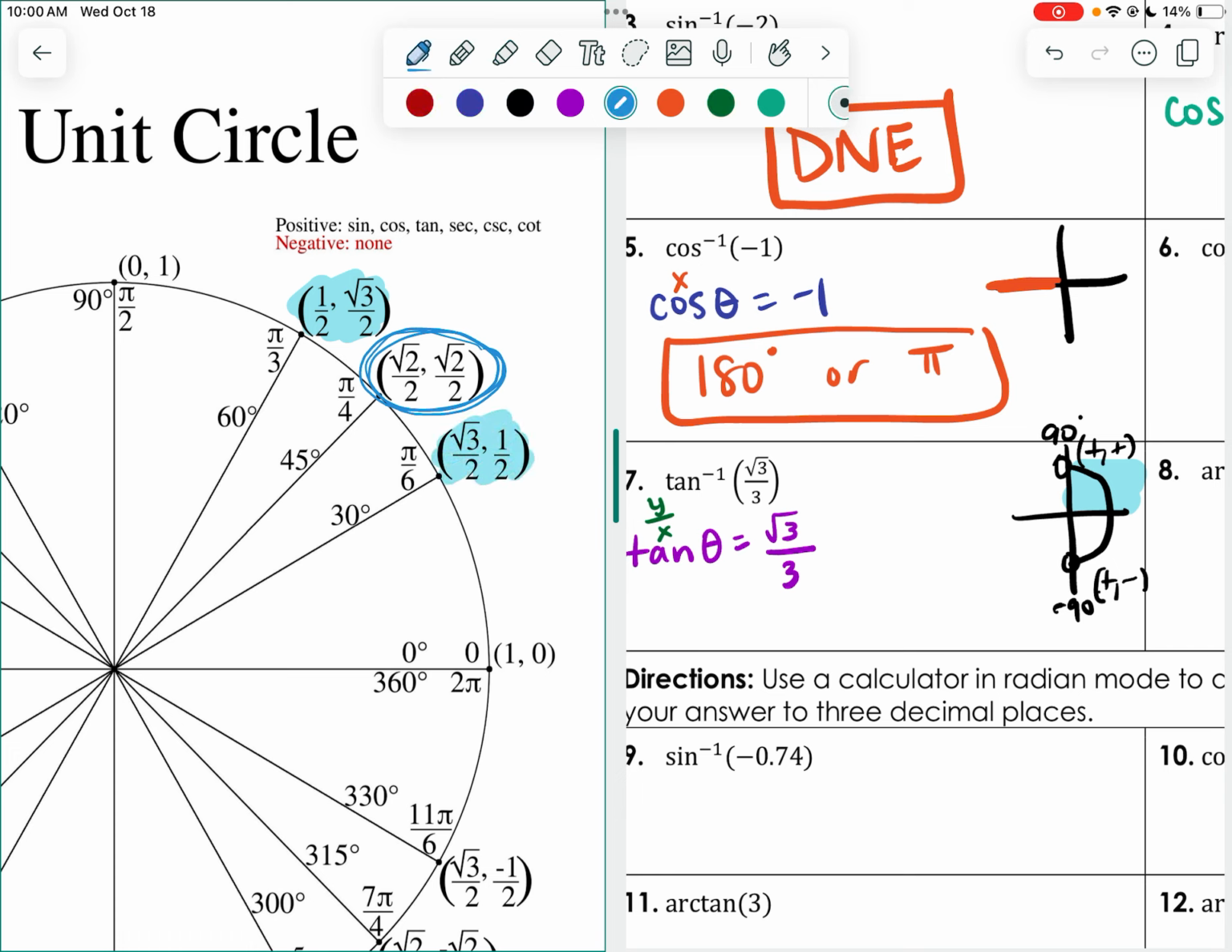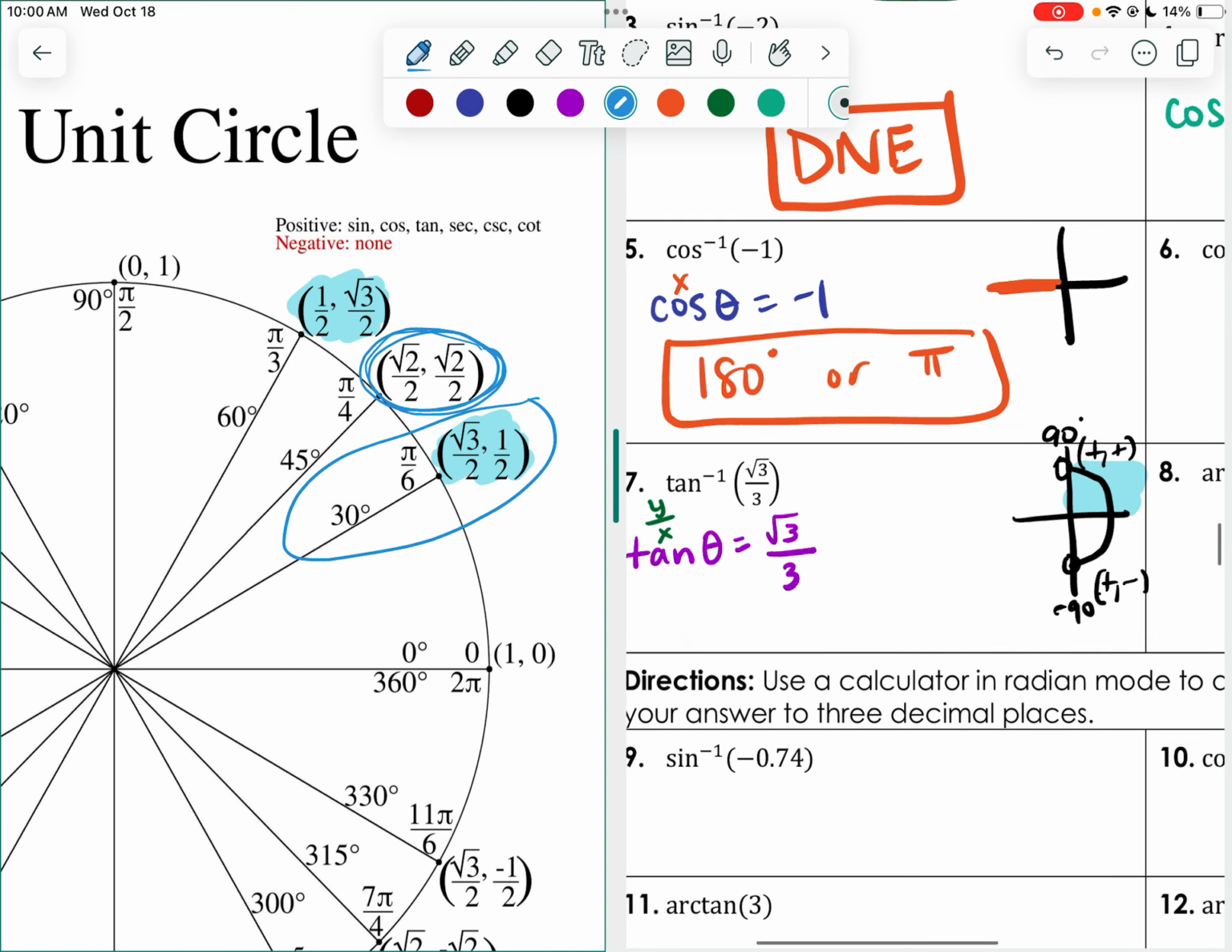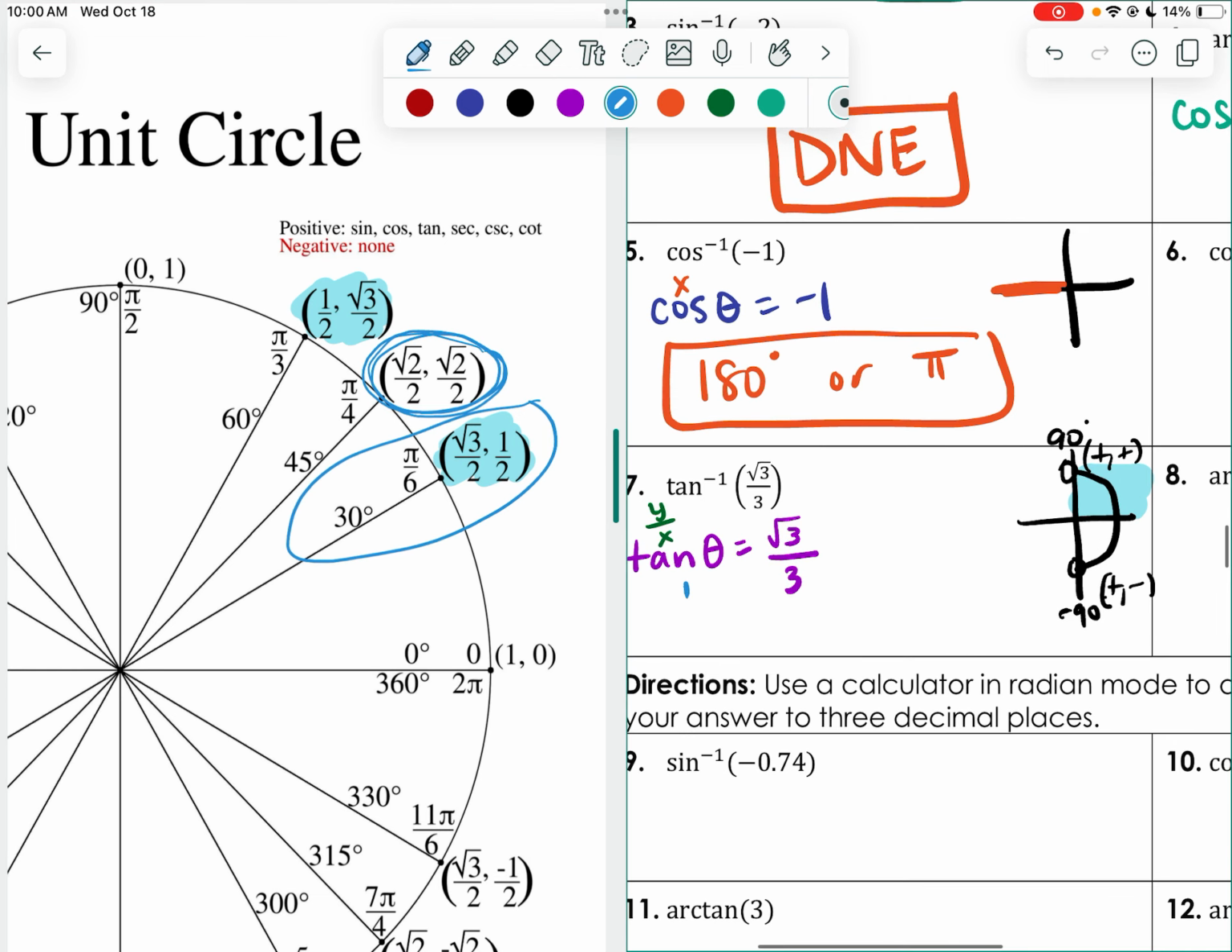So I would just pick something and try it. Maybe I'll start with the first one, y over x. Let me do 1/2 divided by root 3 over 2. I'm doing y over x. So that's 1/2 times the reciprocal, 2 over root 3. The 2's cancel, and I get 1 over root 3.